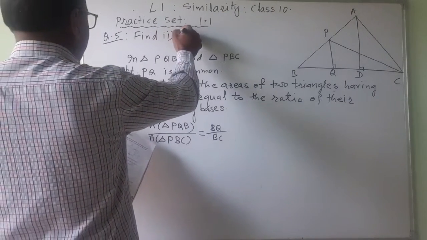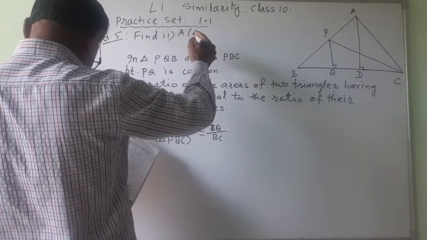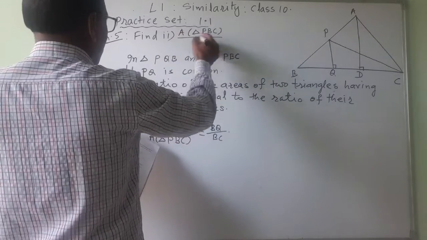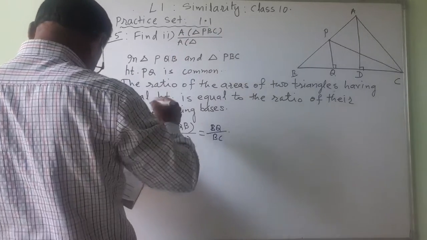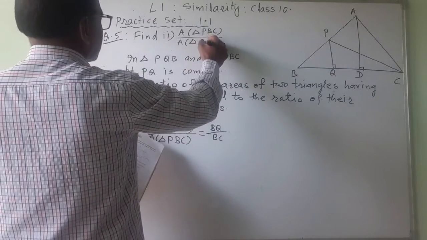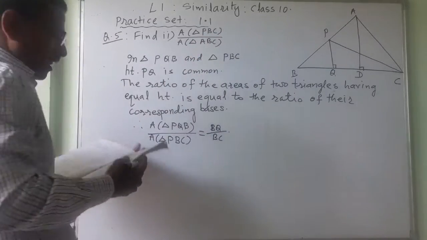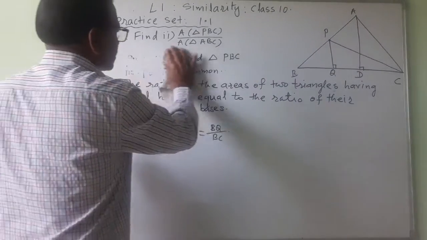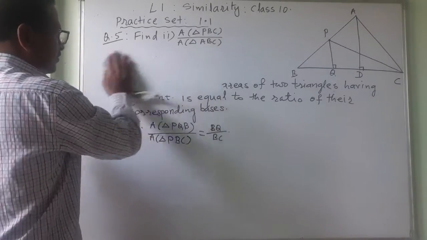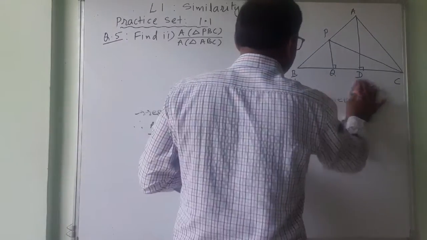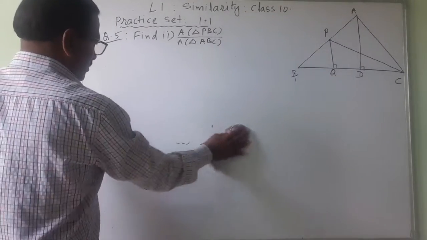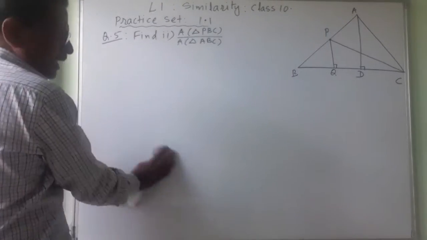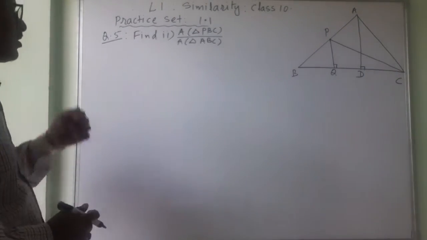Area of triangle PBC upon area of triangle ABC. So this we will complete now. I am rubbing this. You are getting sufficient time for writing. If you are not getting it, in the comment section you can add what you want to say.